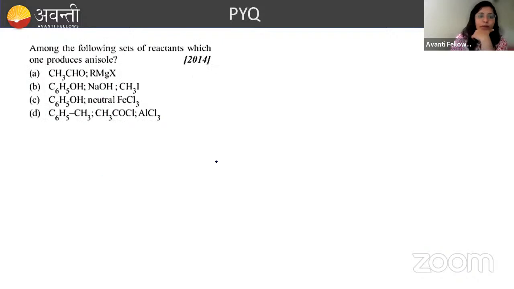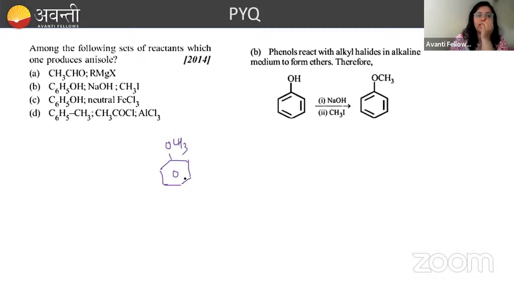Next problem, among the following sets of reactants, which one produces anisole? You know anisole, benzene ring attached to OCH3. Right? Benzene ring attached to OCH3. So which will give us the anisole? So here when phenol reacts with NaOH in presence of CH3I, we get anisole. Okay, we get anisole. So that is what? Option B. Remember this reaction.